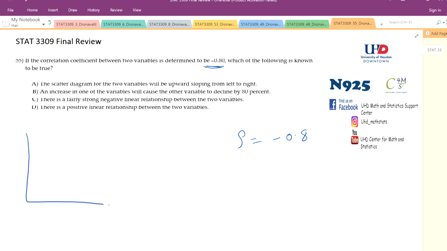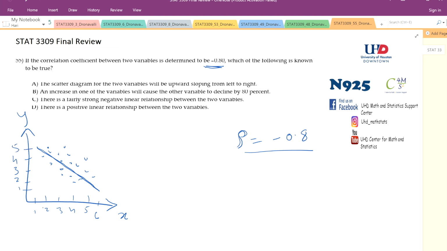Okay, so let's just plot it and see how it looks when our correlation is -0.8. Whenever our correlation is negative, our line would be falling like this, and these would be our data points. So what does this really say? As one variable increases, if my x values are, let's suppose, 1 2 3 4 5 6, and similarly my y values are 1 2 3 4 5, as x value increases, our y value decreases. So when x is 1, my y is 5, and when x is 4, my y is 3. So as x value increases, my y values decrease.